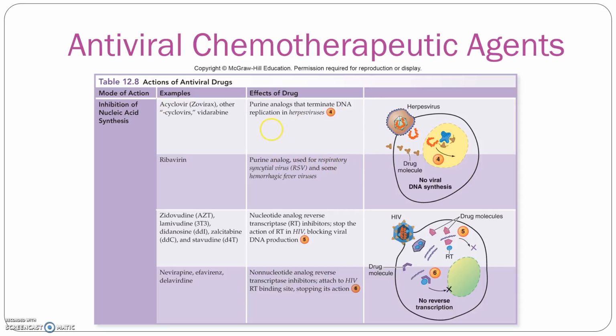Ribavirin works in the same way, but this is more specific for RSV and some of the hemorrhagic fever viruses, such as Ebola. There are some mechanisms that actually can block viral production by using reverse transcriptase inhibitors. This has been effective in HIV, as well as using non-nucleotide analog reverse transcriptase inhibitors. In this case, they actually bind to the HIV reverse transcriptase site, stopping its action.